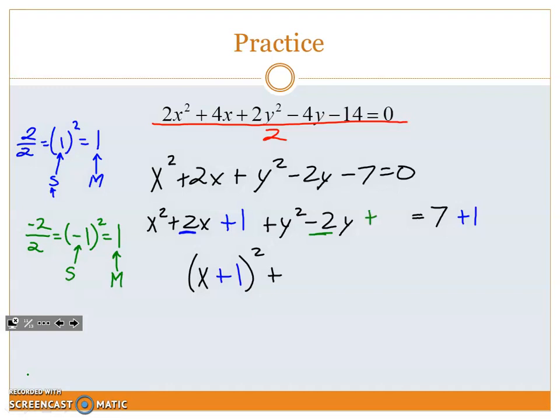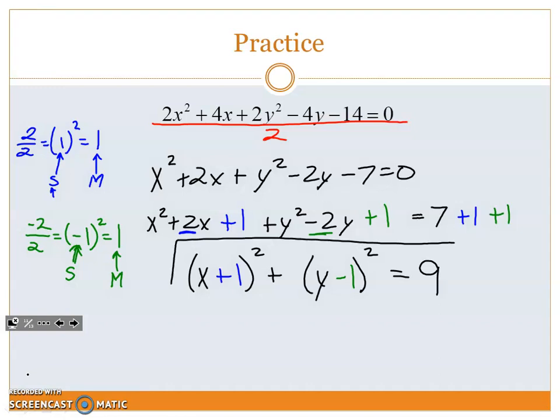So I'm going to add my magic number in. Remember, if I add it on the left, I have to add it on the right as well. Okay. I force this to factor into a y something squared. What goes in there? Well, that would be my secret number. So I'm going to have a y minus 1 squared equals 7 plus 1 plus 1 gives me 9. There is my equation of my circle.